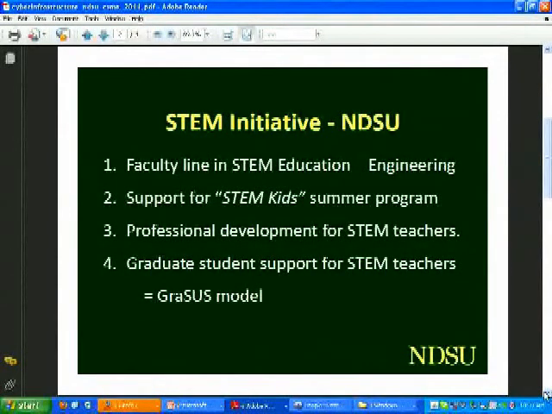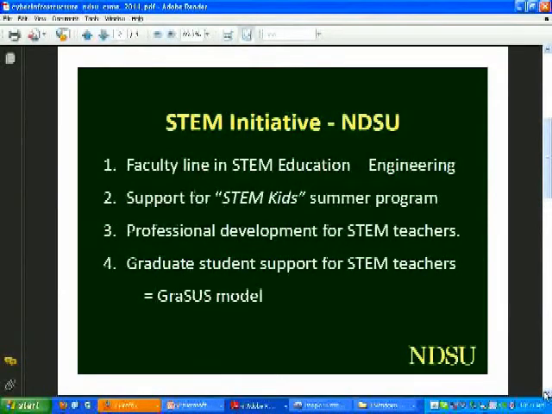Thank you. In terms of what we're doing from NDSU, we decided to leverage these funds into hiring the first STEM engineering expert in terms of K-12 outreach in the state. That position was brought into the College of Engineering and Architecture as a person who's cross-appointed with the School of Education and with the College of Engineering.